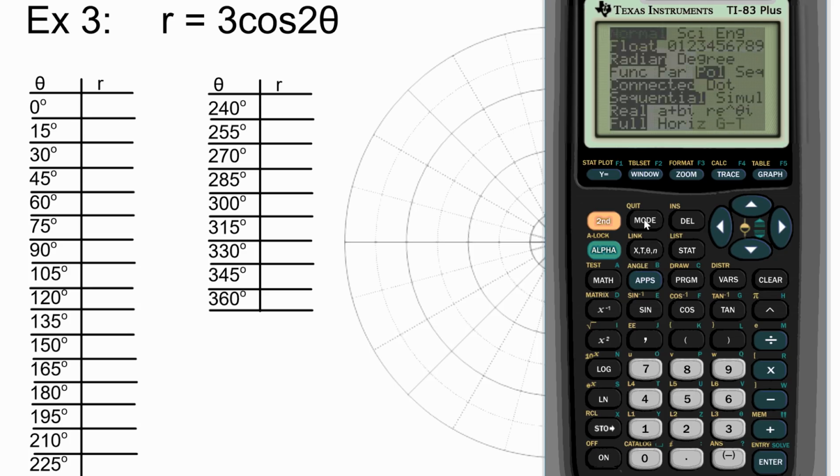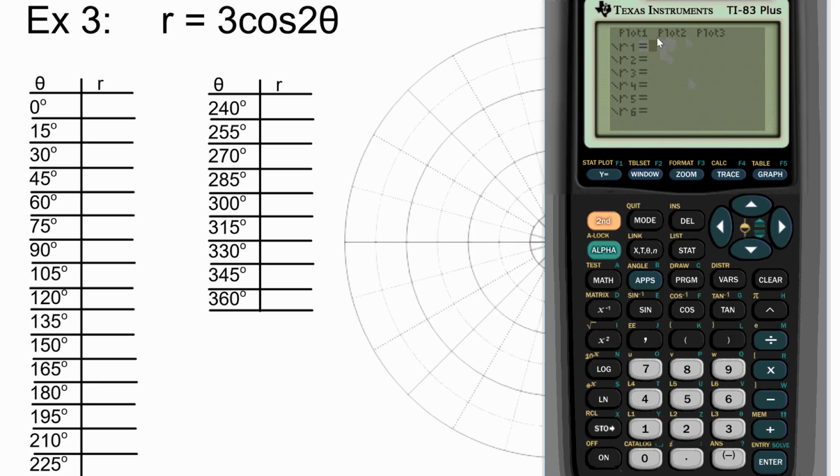We're going to start by hitting mode. And then the normal way we set this up is function, but I want it in polar mode because we're working with polar coordinates. I'm going to switch this over to polar. And then I'm dealing with degrees in this one, so I'm going to switch it over to degrees. And then if I click y equals, I've got some polar equations I can type in. So I'm going to do 3 times cosine of 2 theta.